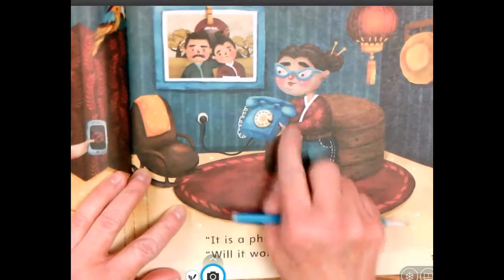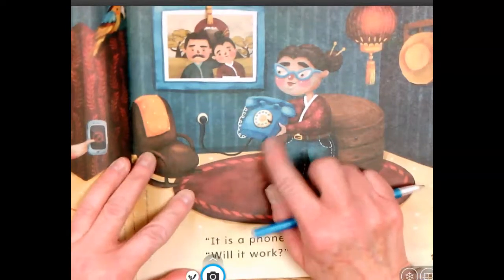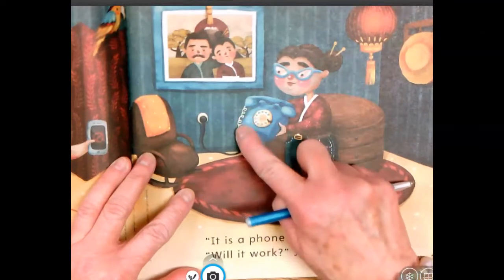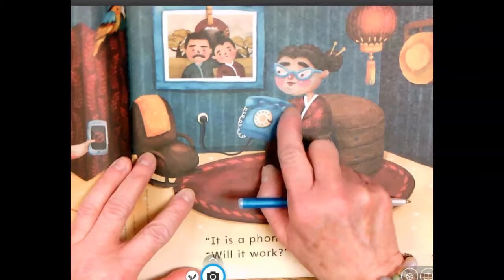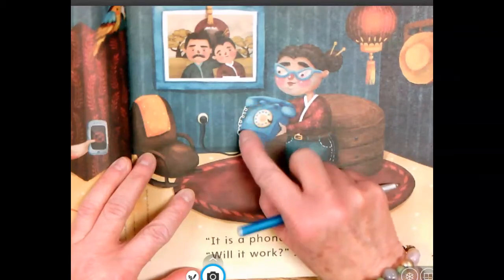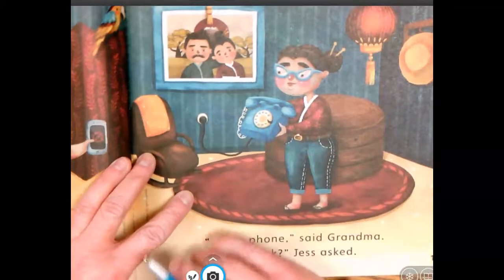Have you ever seen a phone like this? This is the kind of phone I grew up using. It has a cord right here, and this is the receiver. This is the part that you hold up to your ear and mouth. But it's hooked up to the phone, so you can't walk very far.